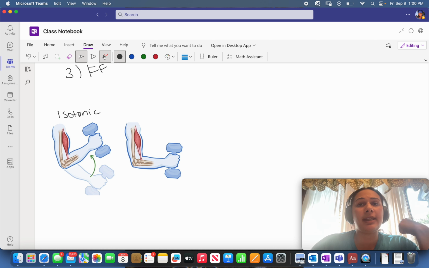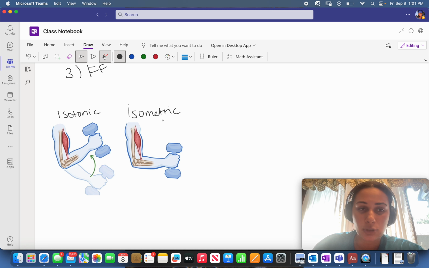Then there's eccentric, where the external force on that muscle is going to be greater than the maximal force. This is going to result in a muscle lengthening. So isotonic is when we have either a shortening or a lengthening of that muscle. And then over here in this image, we're going to have isometric. Isometric is essentially when the muscle is activated at constant length. So there's still tension on the muscle, but the length of that muscle isn't going to be changing.